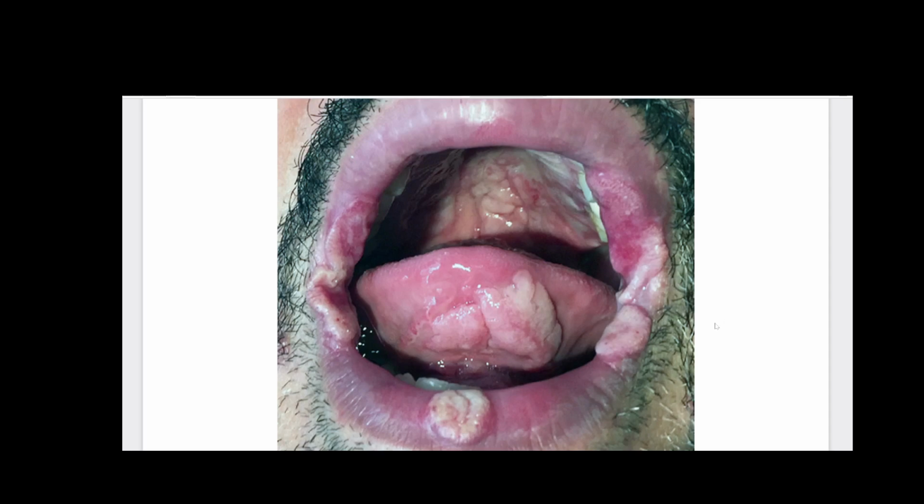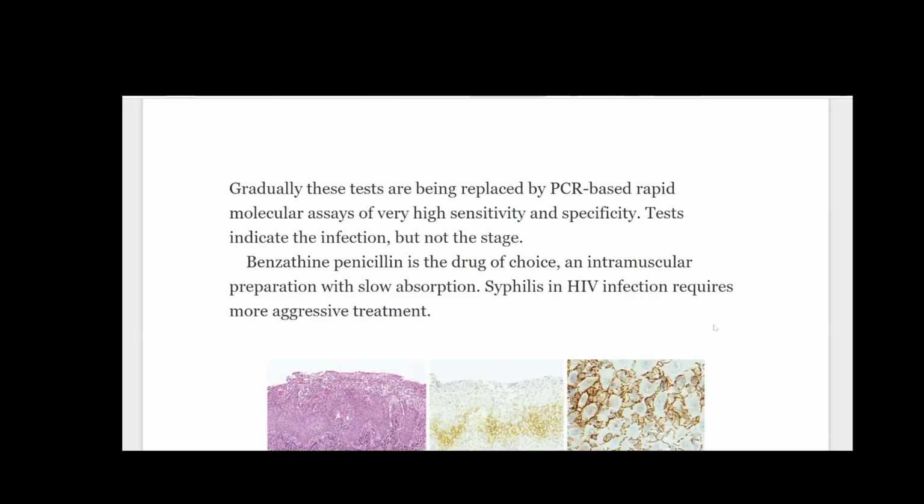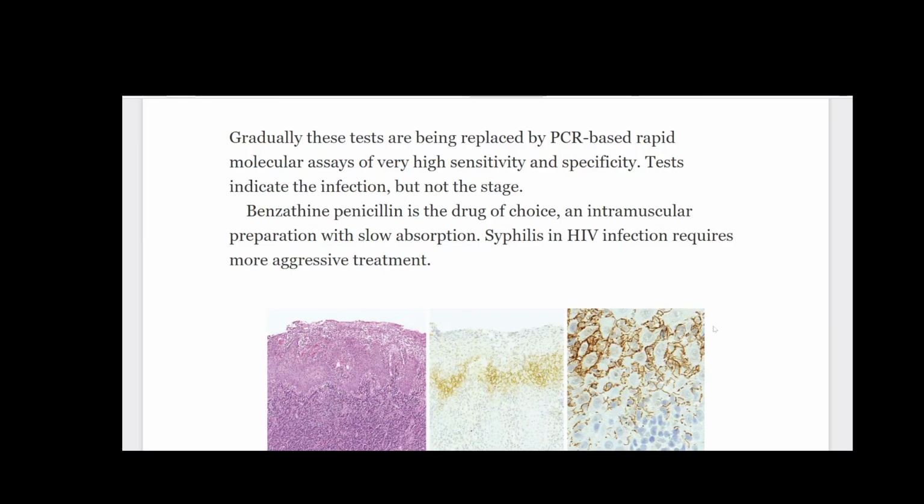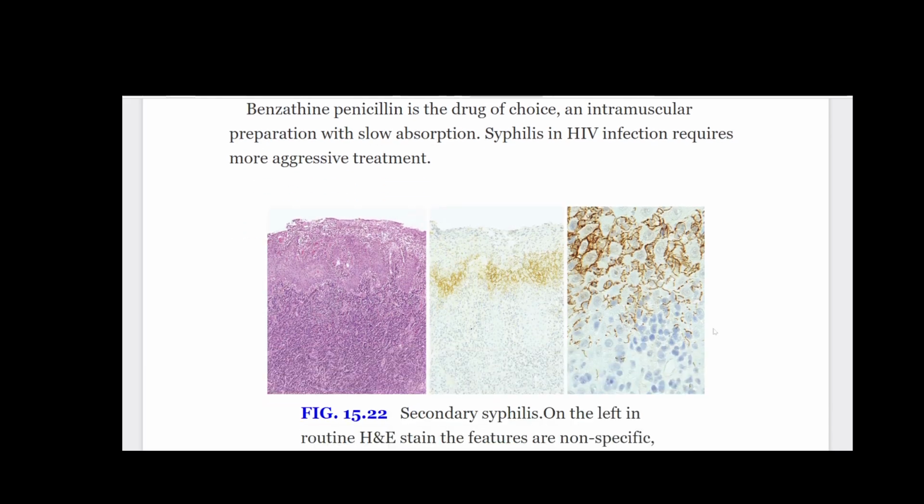Until recently, the specific fluorescent antibody tests and T. pallidum hemagglutination or particle agglutination assays were the most specific. Although widely used, the VDRL test is a screening test of low positive predictive value and multiple tests had to be used. Gradually these tests are being replaced by PCR-based rapid molecular assays of very high sensitivity and specificity. Tests indicate the infection, but not the stage. Benzathine penicillin is the drug of choice, an intramuscular preparation with slow absorption. Syphilis in HIV infection requires more aggressive treatment.